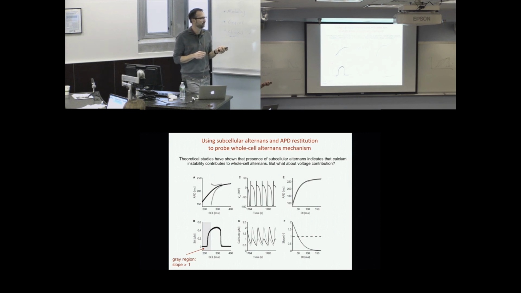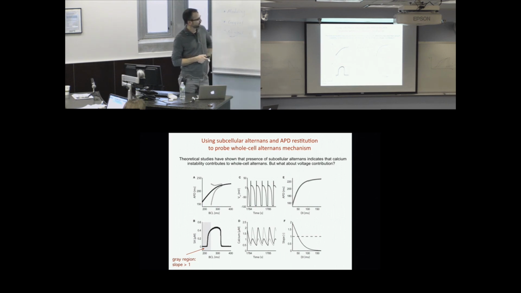But what really has not been as well established experimentally, because it's difficult, is whether or not there is a voltage contribution. So a long time ago, it was the idea that voltage was causing alternans, and then the predominant theory now is that calcium is causing alternans. And I'm not going to show you anything to suggest that calcium is not causing alternans, or at least the main component. But I am going to show you some evidence, I think, that demonstrates that voltage is playing a role as well.